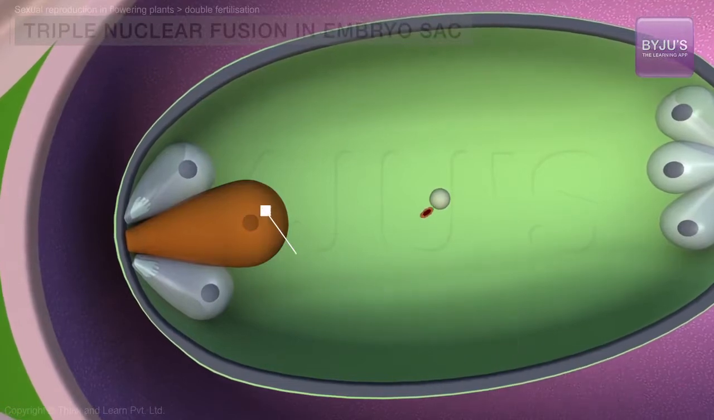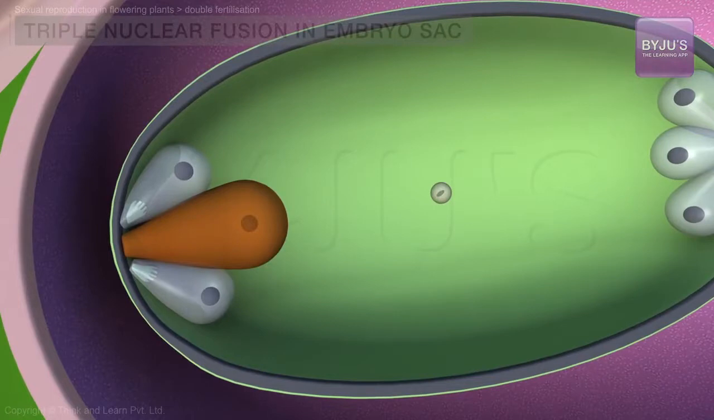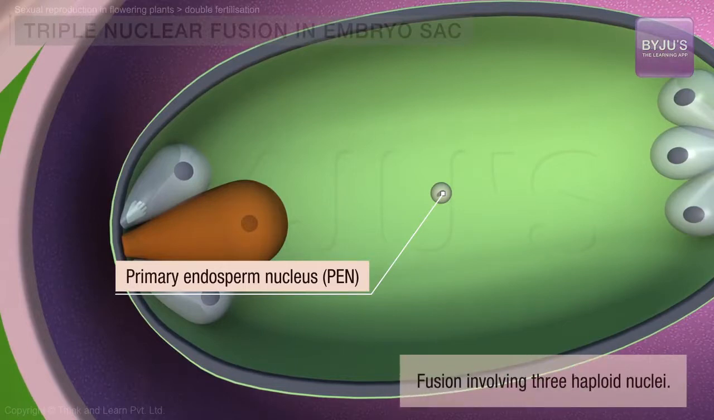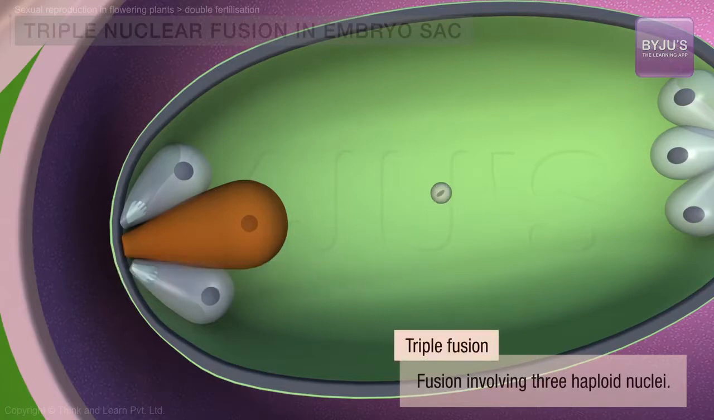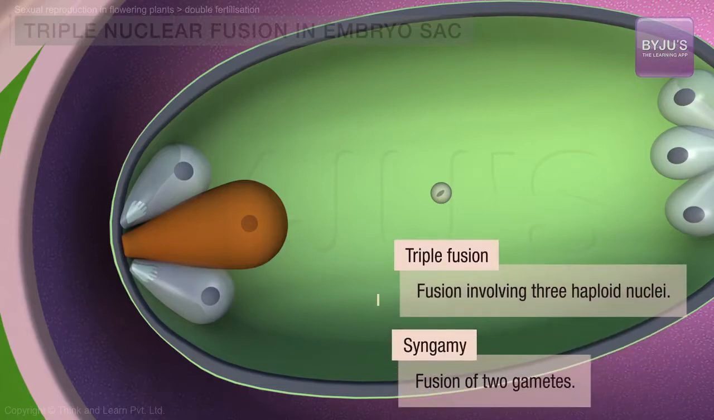The second male gamete fuses with the haploid polar nuclei to form a triploid cell, technically called the primary endosperm nucleus, or PEN for short. As three haploid nuclei are involved in this fusion, this process is also termed triple fusion. These more or less simultaneous events, that is syngamy and triple fusion, are collectively termed double fertilization. And they are a hallmark of angiosperm reproduction.